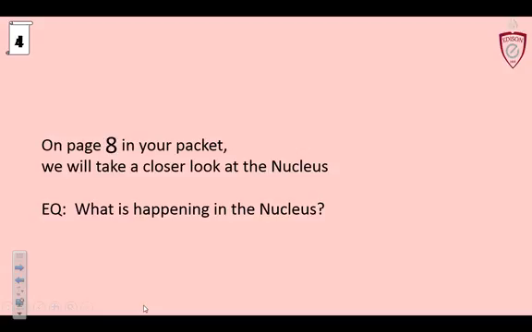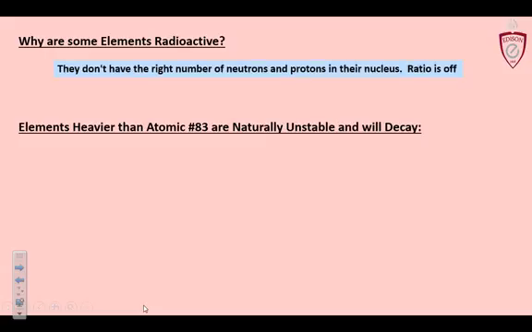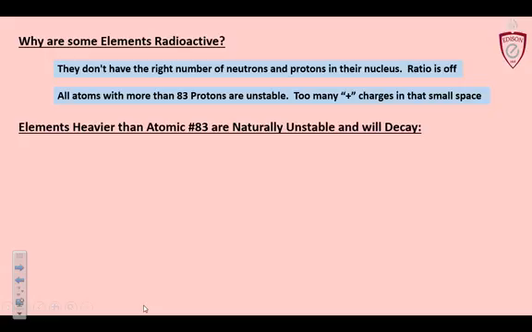Let's look at that nucleus and see what's happening when we're talking about radioactive emissions. What are these, and why? First, why some elements are radioactive: they basically don't have the right ratio of protons and neutrons. They can tend to have too many protons in a small little space. And that magic number turns out to be 83.